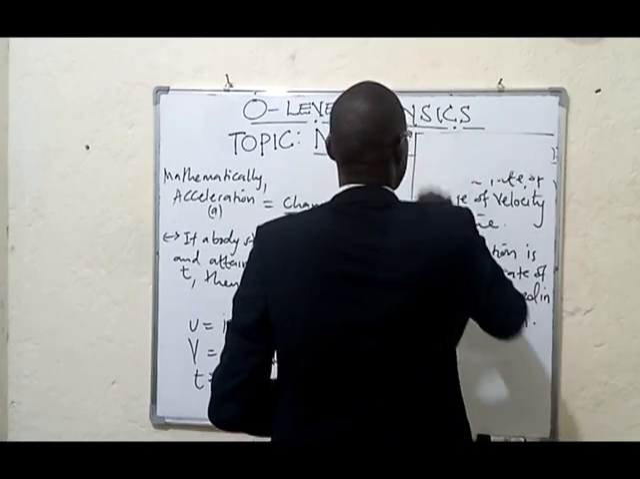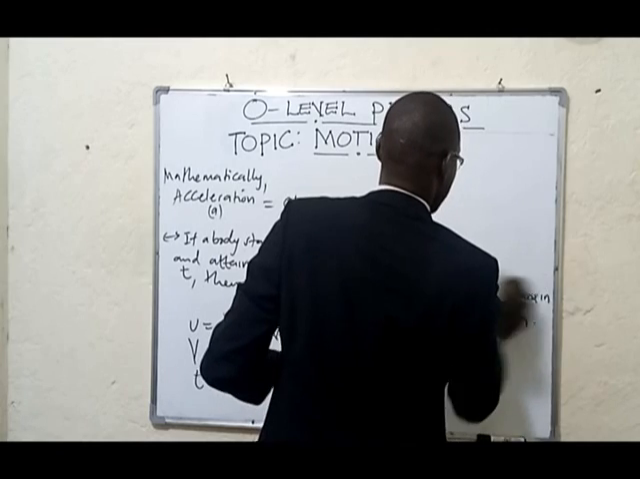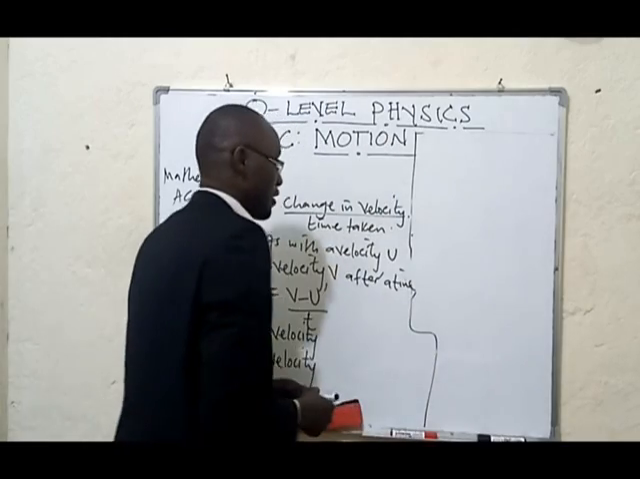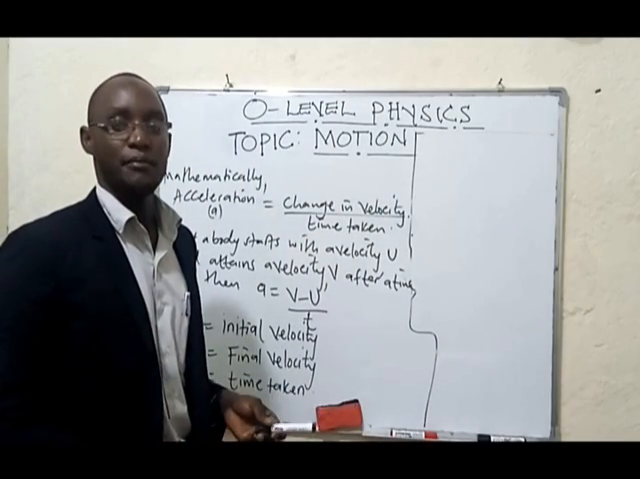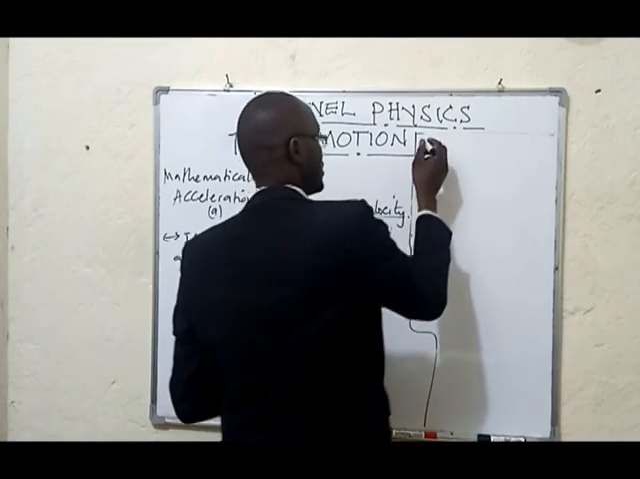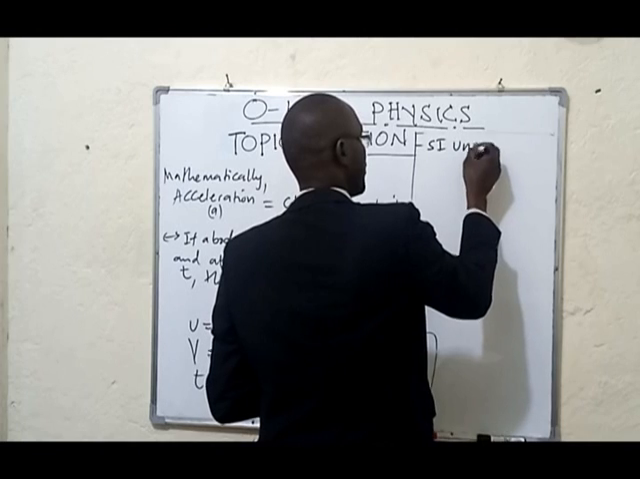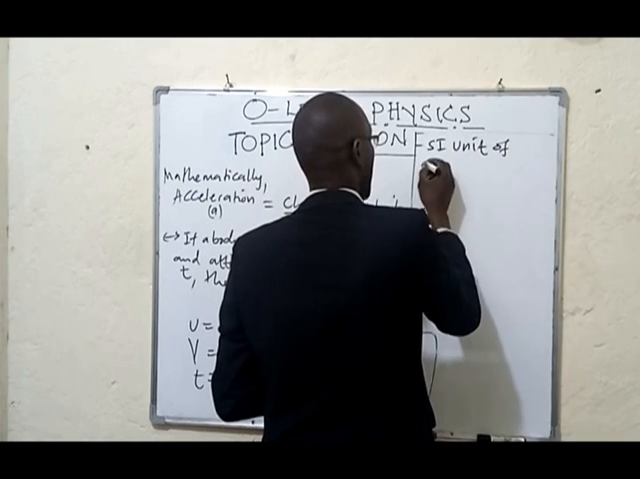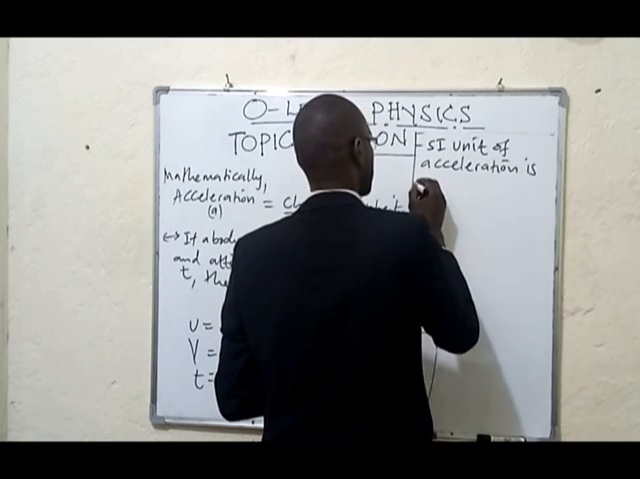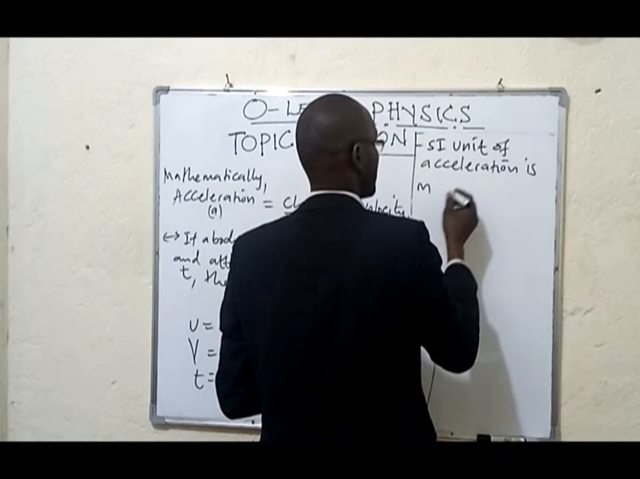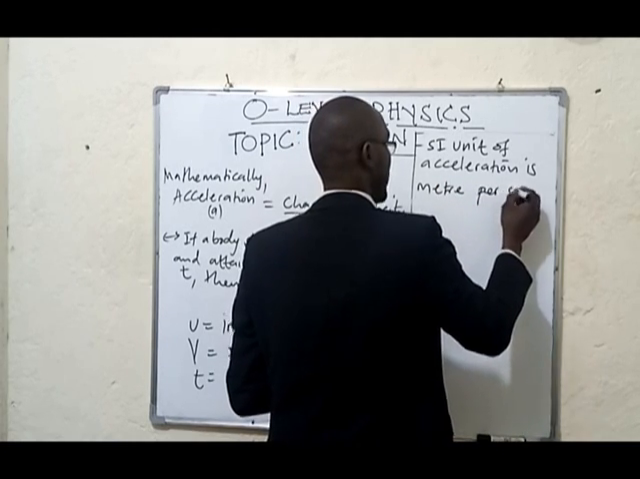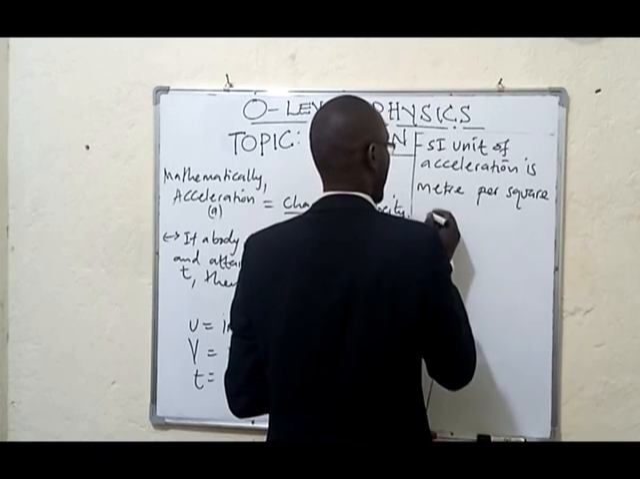Another fact about acceleration: its units are so unique. We are getting the units of velocity divided by units of time. Velocity was already in meters per second, divided by time, which means a second is going to appear many times. So the SI unit of acceleration is meter per square second.